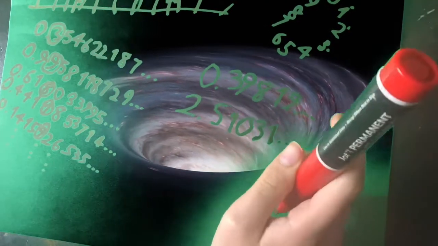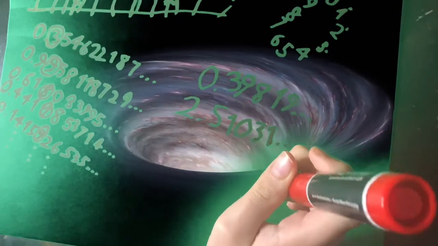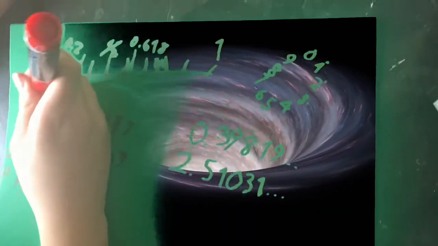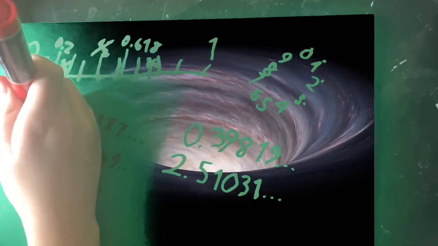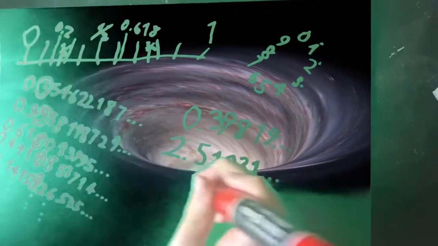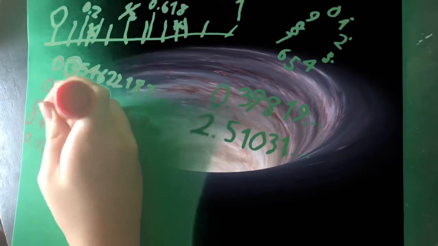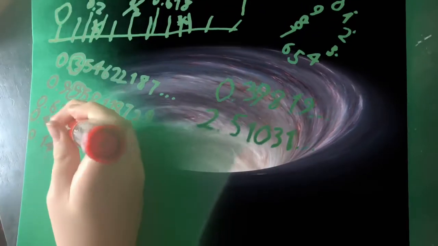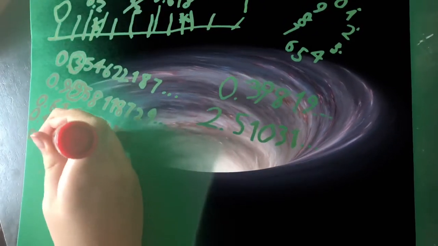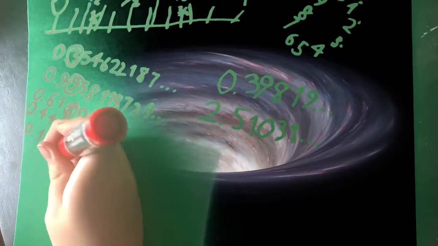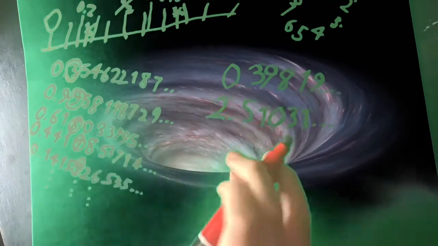But wait, this is not listed in our original list. It can't be the first number, because the first decimal is different. It can't be the second number because the second decimal is different. It can't be the third number because the third decimal is different. It can't be the fourth number because the fourth decimal is different. It can't be the fifth number because the fifth decimal is different.